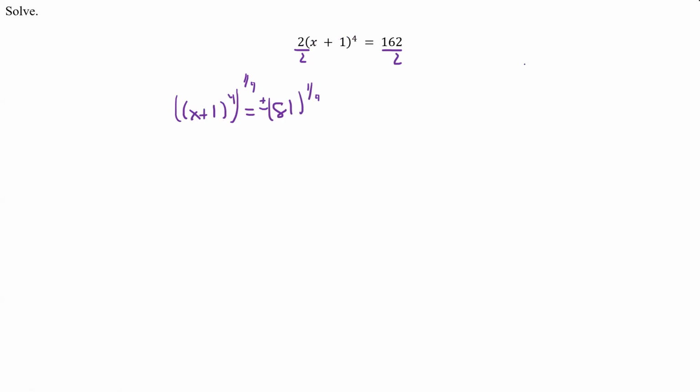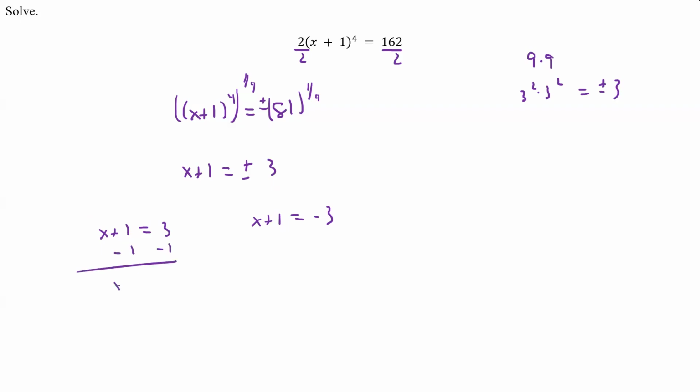And now we think about what is 81. Well, 81 is 9 times 9, which is 3 squared times 3 squared. And so that's going to be plus or minus 3 due to that plus or minus here. So then we're going to have x plus 1 equals plus or minus 3. Now, x plus 1 equals 3, and then x plus 1 equals minus 3. We're going to have two solutions. All right. So if we subtract 1, x is equal to 2. If we subtract 1, x equals minus 4.